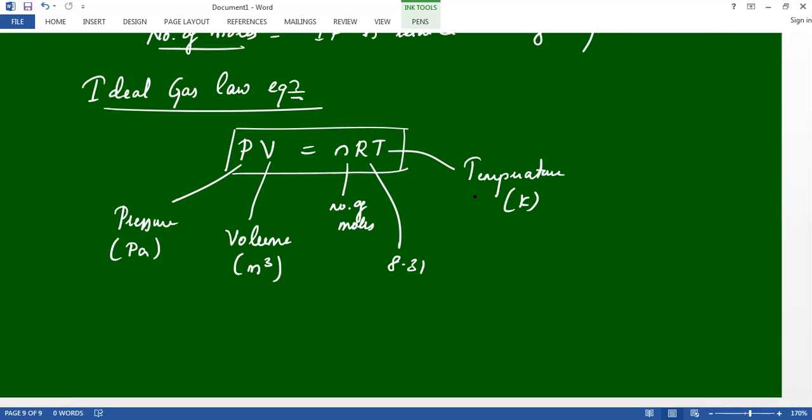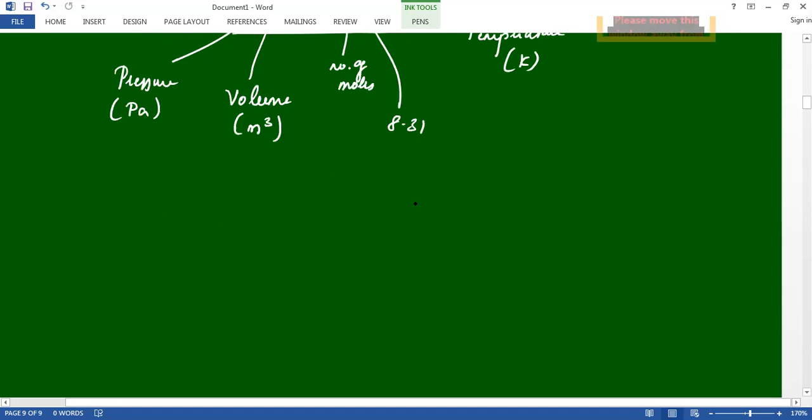There are three laws in gas laws. First one is Charles law, second one is Boyle's law, third one is Gay-Lussac's law. We'll discuss one by one. First one is Charles law.